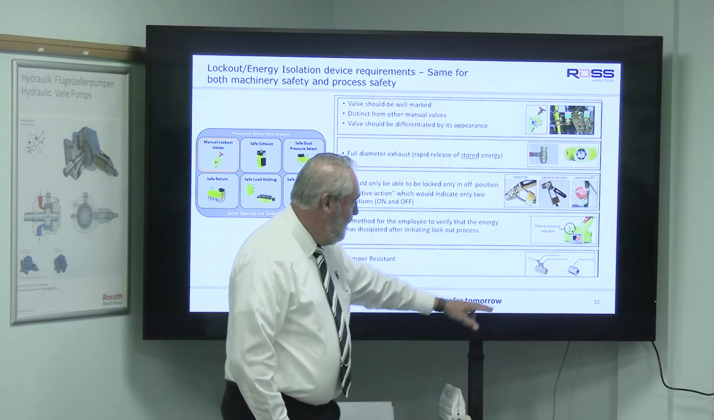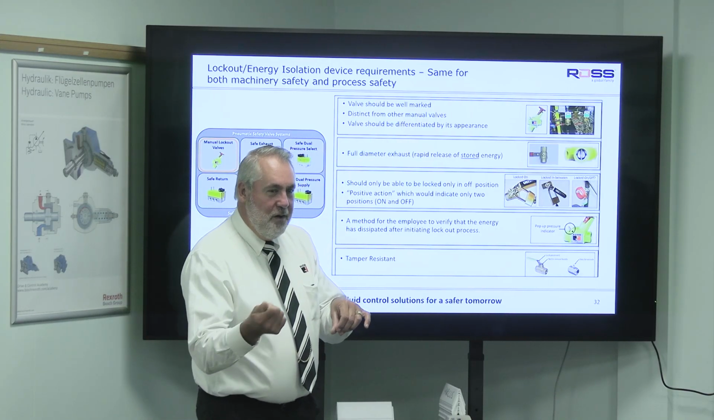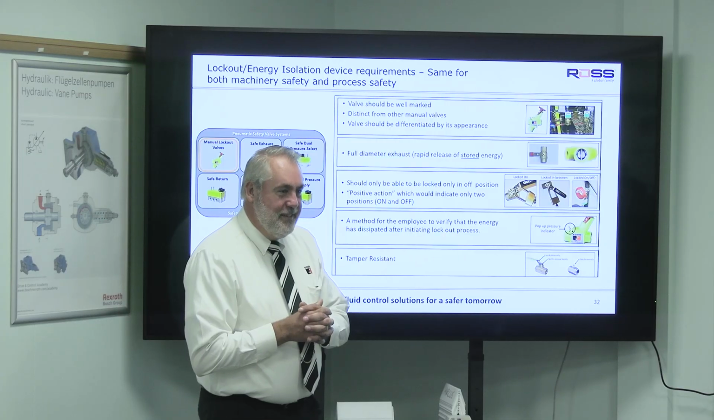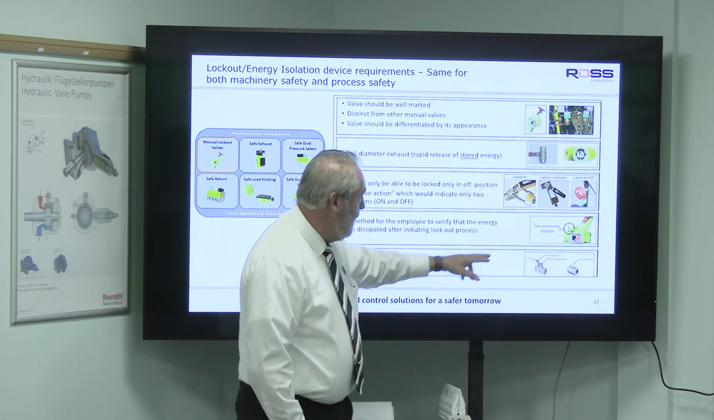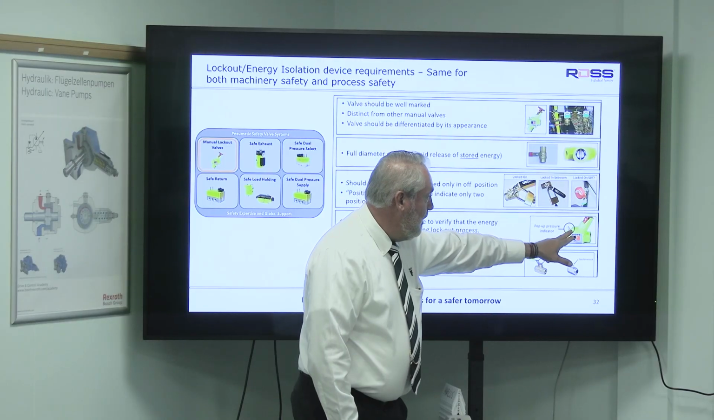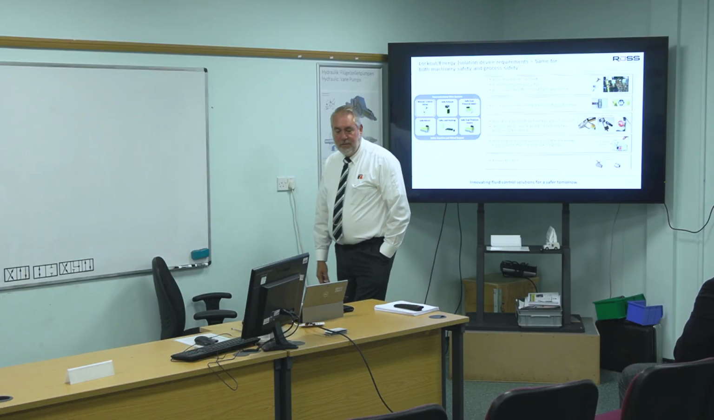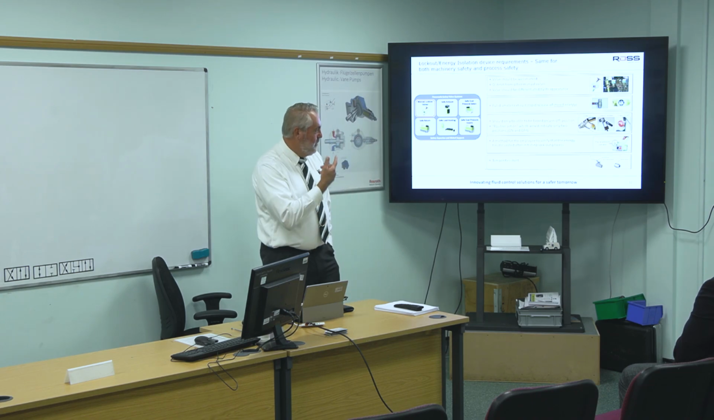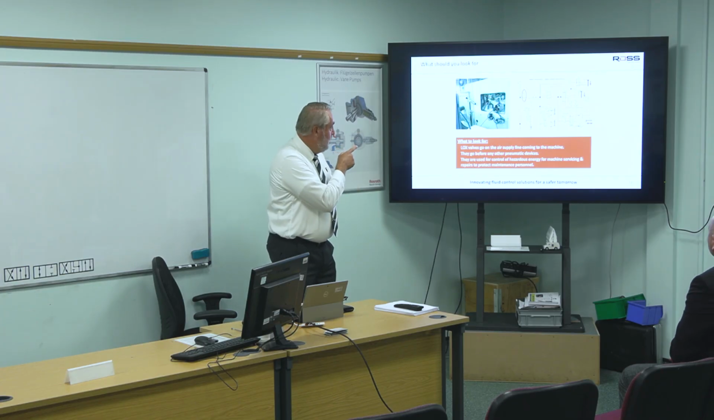The other thing is they've got to be tamper resistant. Anyone ever seen the handle come off of a ball valve? Yep, it's because somebody's tampered with it. The other thing is there has to be a way to verify that pressure has been released. Ball valves don't do that. And 90% of the applications I see in the industry are using ball valves. Not correct.